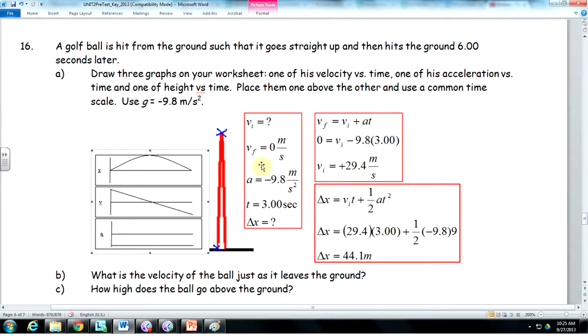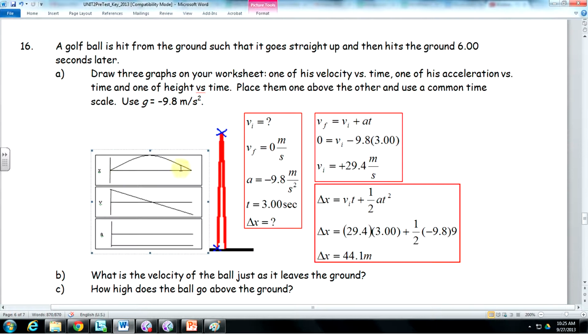In any case, now that we have VI, we can run to this equation, and this will allow us to get the displacement, the vertical displacement. So we go ahead and we put in 3 seconds for time. And you don't want to get confused and accidentally put in the 6 seconds. It's half the time, so we're putting 3 in there. This 3 squared gives us 9. And don't forget your negative on your acceleration, and you'll get 44 meters high. That's because 6 seconds is a long time. We hit that ball pretty high.